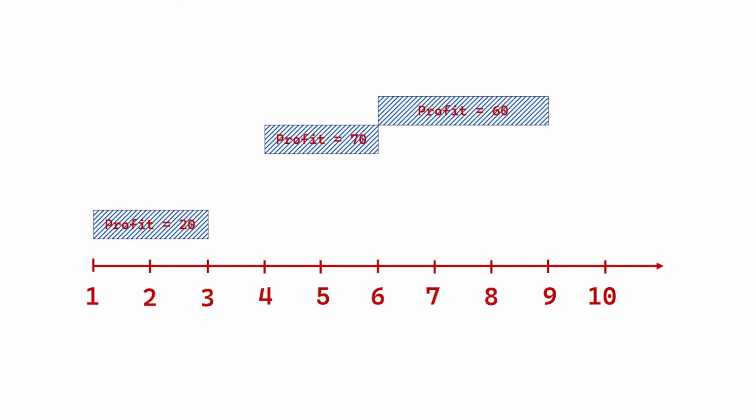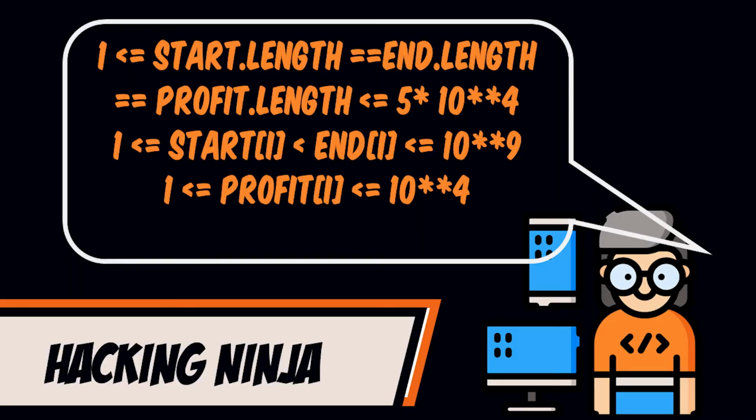for different jobs. The constraints are huge. First things first, the start time, the end time, and the profit array will be of the same size. So, we are not expecting any invalid input, and the minimum size of each array can be 1, and the maximum size can be up to 50,000 elements. The start time and the end time can range from 1 to 10 raised to 9, and the profit can range from 1 to 10,000.